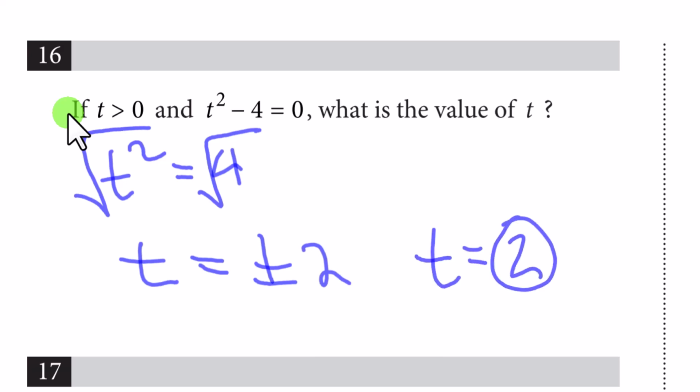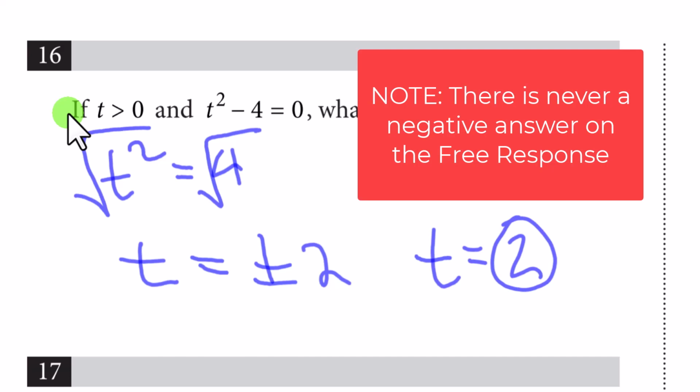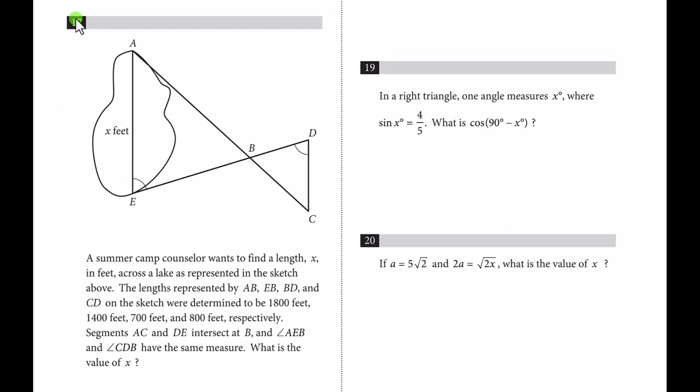Now, I do want to point out, on the free response section, the grid-ins, you'll never have a negative answer. So if you ever get a negative answer, you know it's wrong, guaranteed. So if you're working on this and you got -2 and you weren't quite sure, you know that -2 is guaranteed to be wrong.